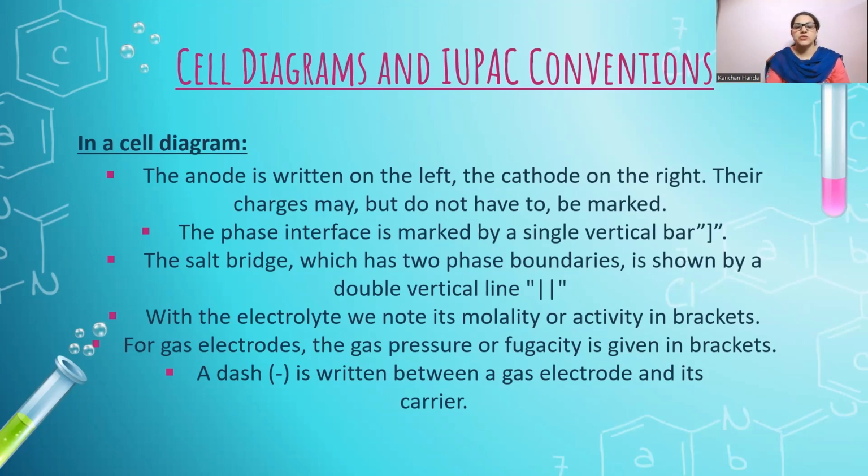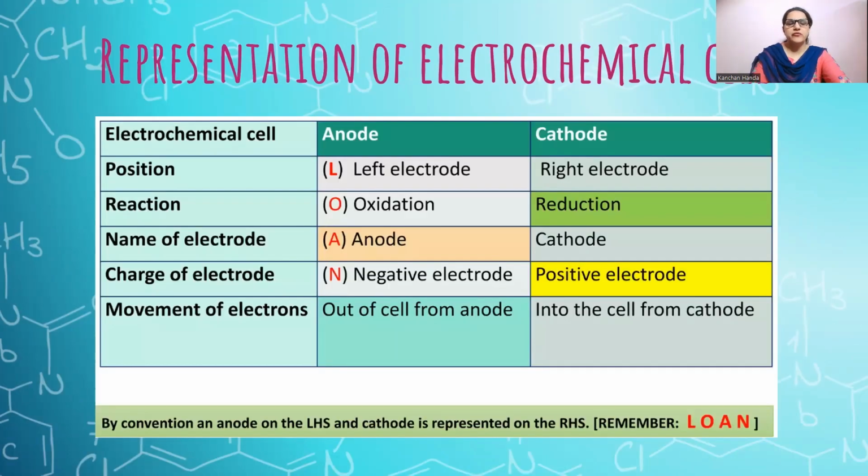With the electrolyte, we note its molality or activity in brackets. For gas electrodes, the gas pressure or fugacity is given in brackets. A dash is written between a gas electrode and its carrier. Here is a mnemonic for easy remembrance of the representation of the electrochemical cell.